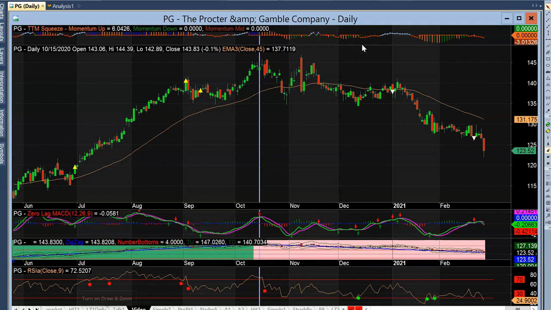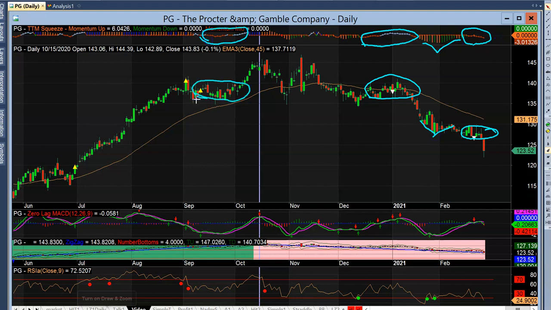The TTM indicator gives me a good indication of momentum. When you see this, just dots, that means there's no momentum. And when you see bars, momentum is increasing and then decreasing. And likewise, you'll see momentum is increasing a little bit, decreasing, and then there's no momentum. There's another period of no momentum and some consolidation here. Momentum bars up, and you can see the upward trend.